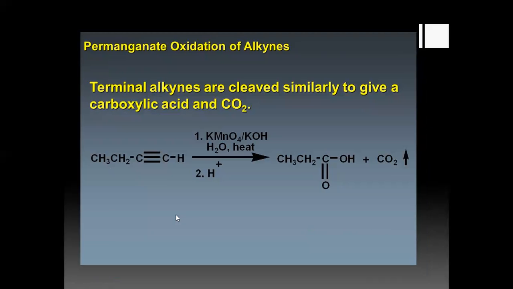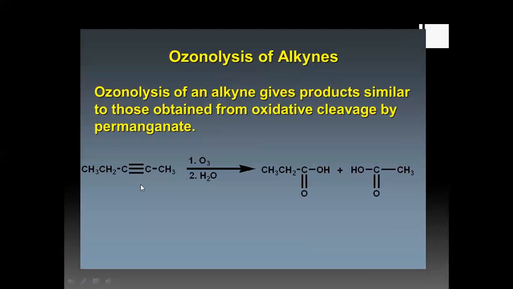Then terminal alkynes are cleaved similarly to give carboxylic acid and carbon dioxide. When we cleave terminal alkynes, they will convert into carboxylic acid and carbon dioxide in the presence of KMnO4. Then ozonolysis of alkynes. Ozonolysis of an alkyne gives products similar to those obtained from oxidative cleavage by permanganate. We will obtain carboxylic acid if we do the ozonolysis of alkynes in the presence of water.